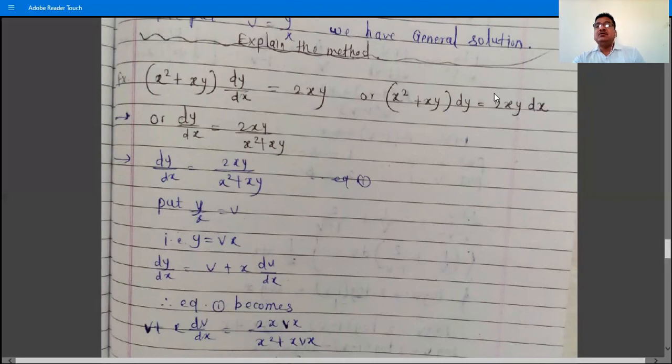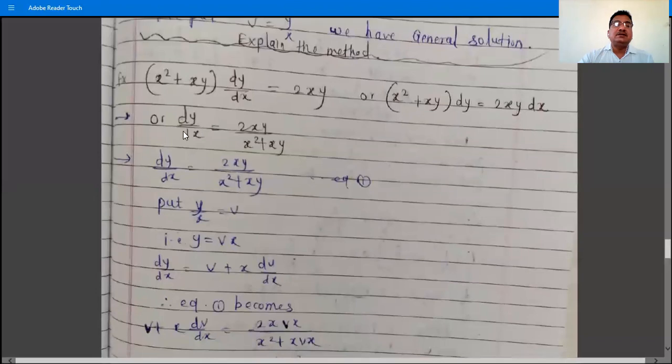So you can observe the coefficients of dx and dy, both are homogeneous functions of degree 2. This 2xy is a homogeneous function of degree 2. This x square plus xy is a homogeneous function of degree 2. And so this given differential equation is a homogeneous differential equation. Now we have to solve this problem.